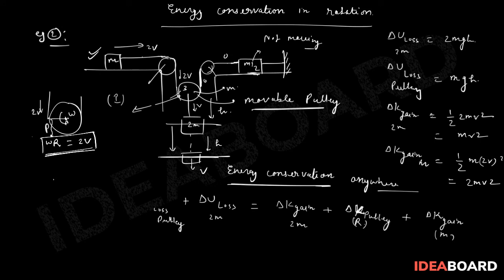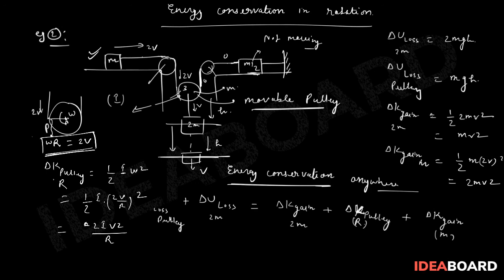So we can write delta K pulley rotational will be half I omega square. Now this I is also provided. Omega can be written as 2v by r, whole square, and this will be 2I v square upon r square.